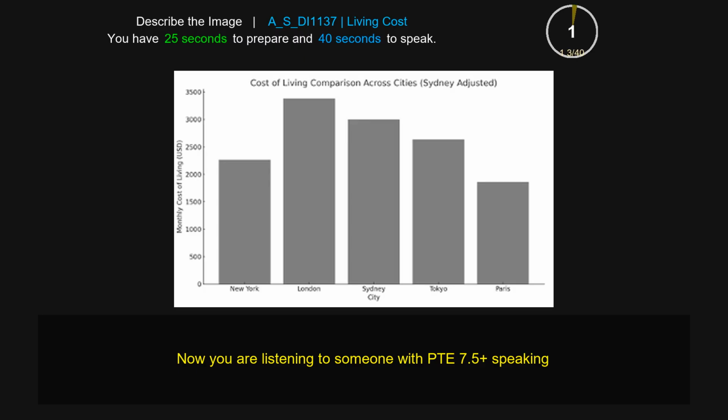This is a bar chart showing cost of living comparison across cities, Sydney adjusted. The x-axis shows cities like New York, London, Sydney, Tokyo, and Paris. The y-axis shows monthly cost of living in USD. The highest cost of living was in London, which was $3,500 per month. The lowest was in New York, which was $2,000 per month, while Sydney showed $3,000 per month. Overall, this sums up cost of living comparison across the cities.